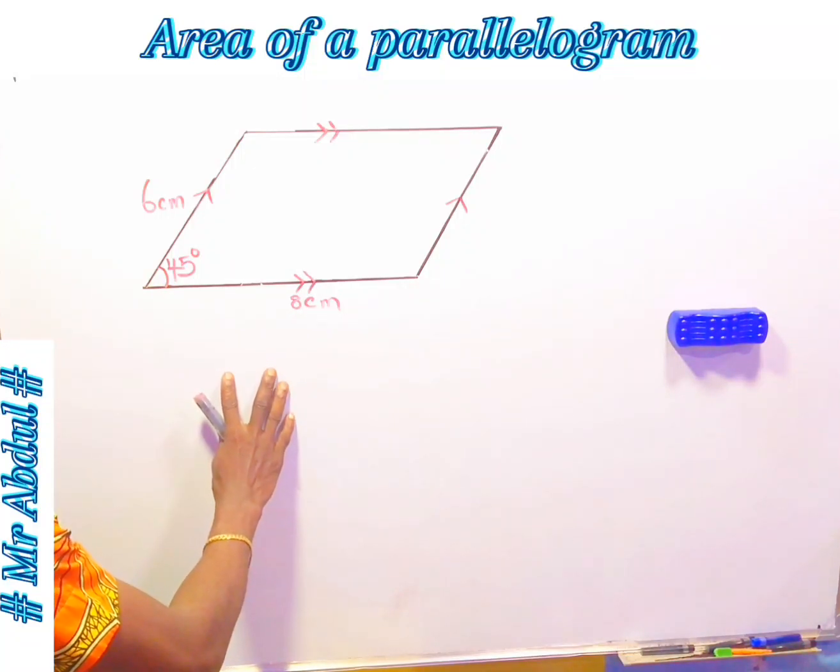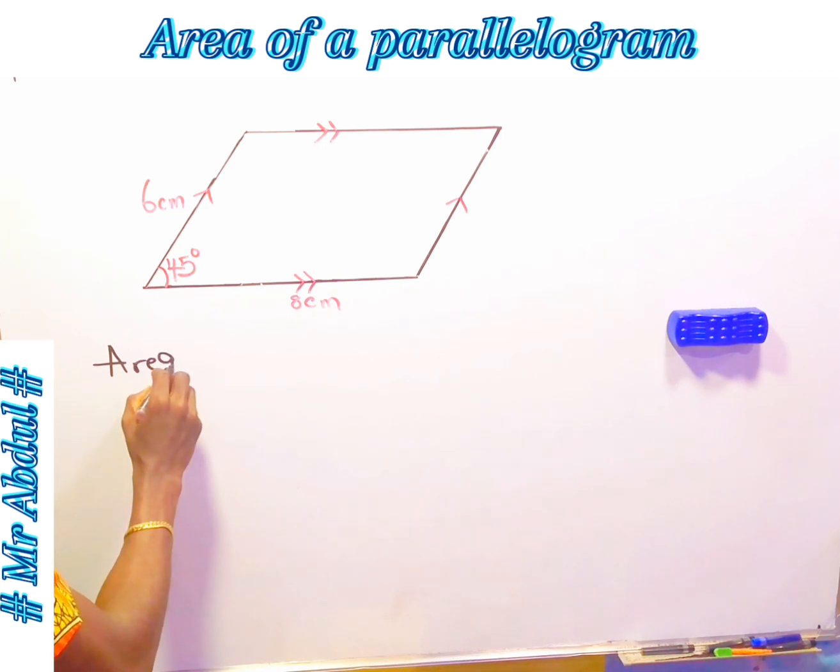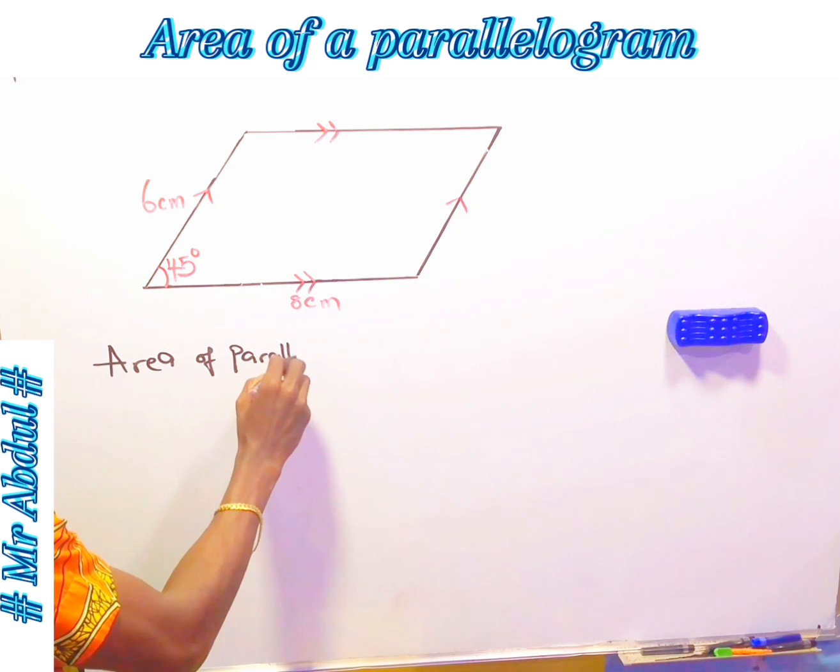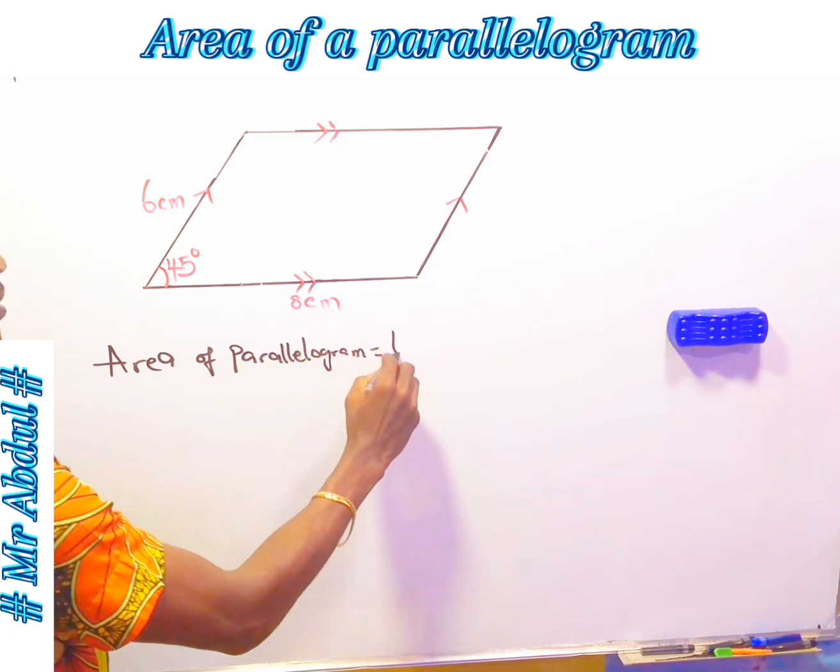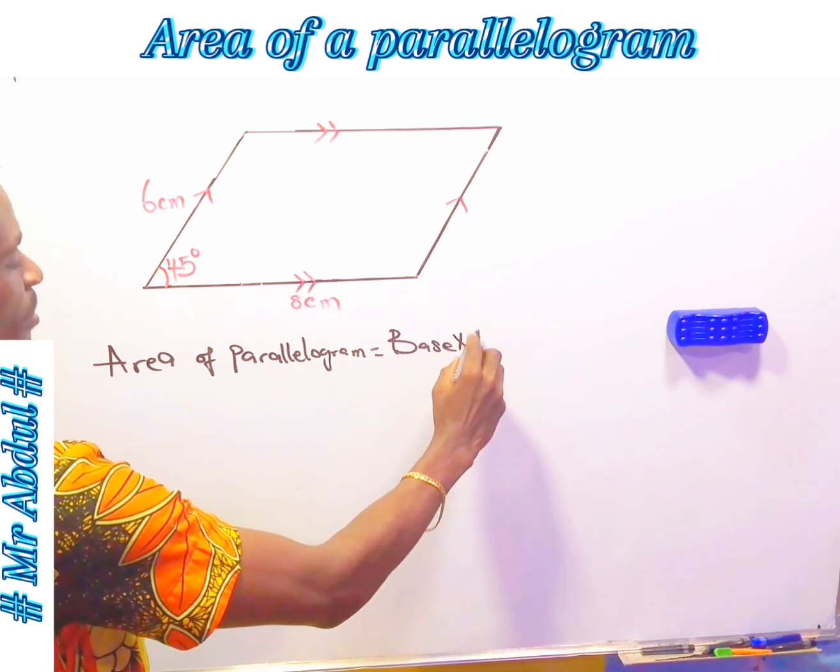To find the area of this parallelogram, we can use two formulas. First of all, we use the formula area of parallelogram equals the base times the perpendicular height.